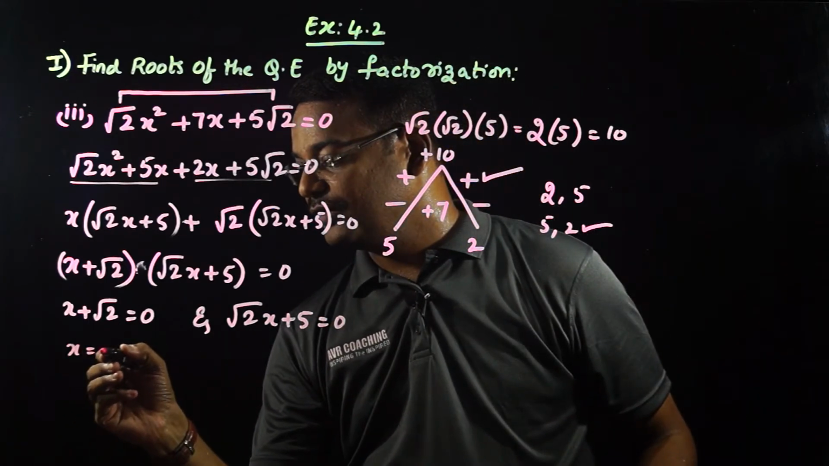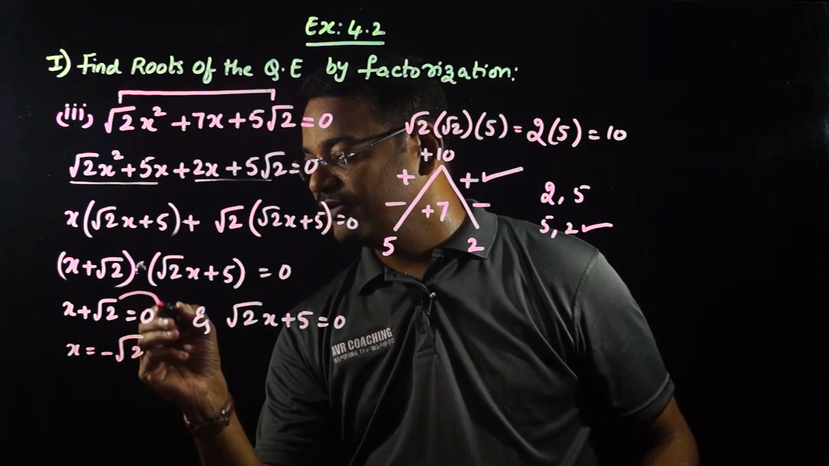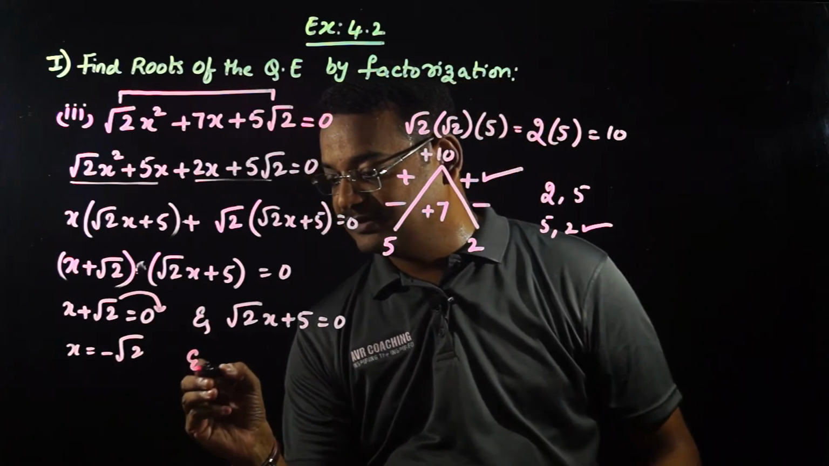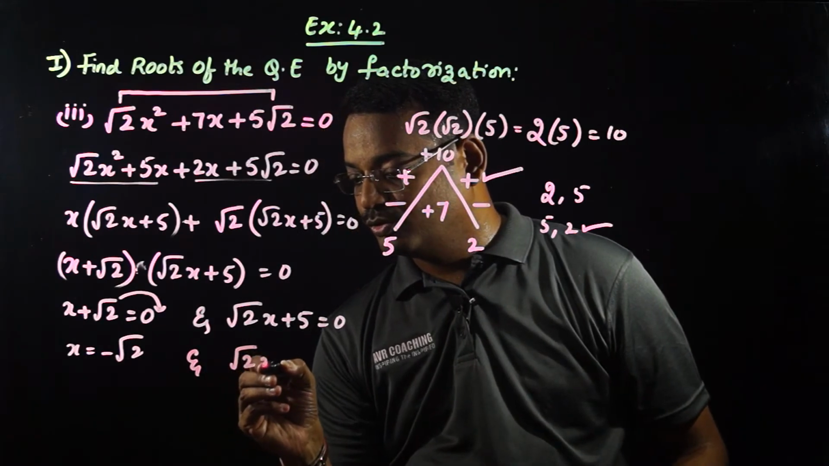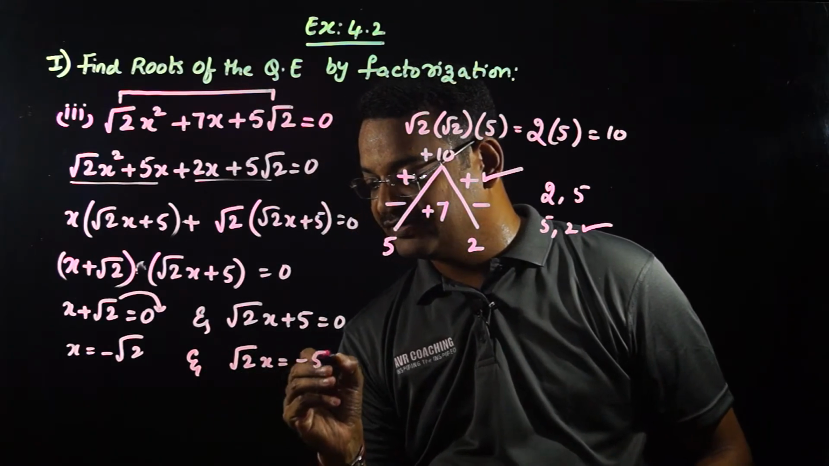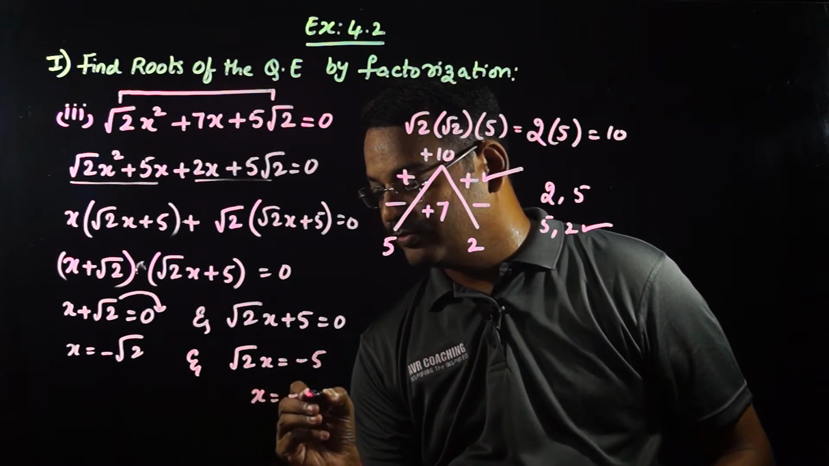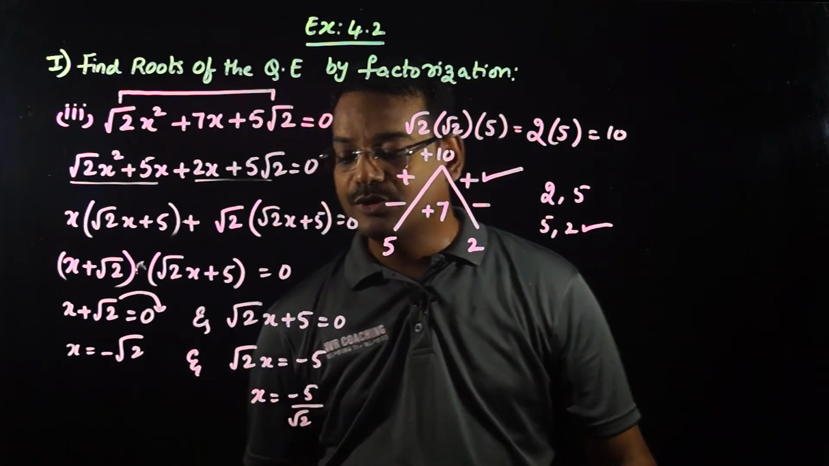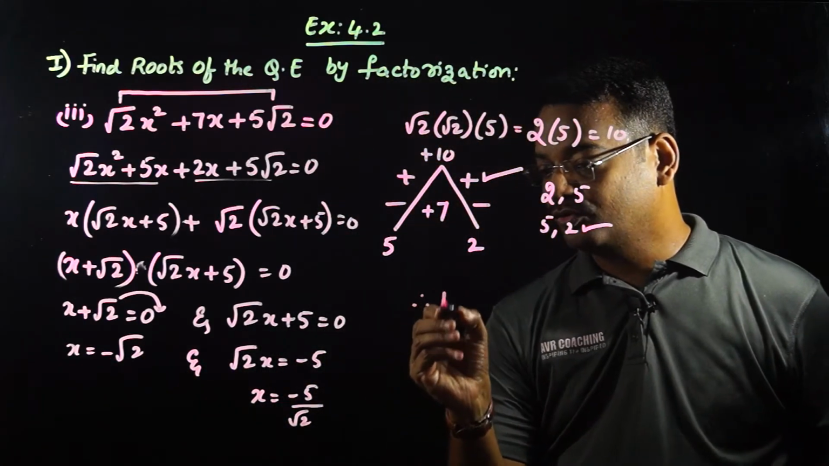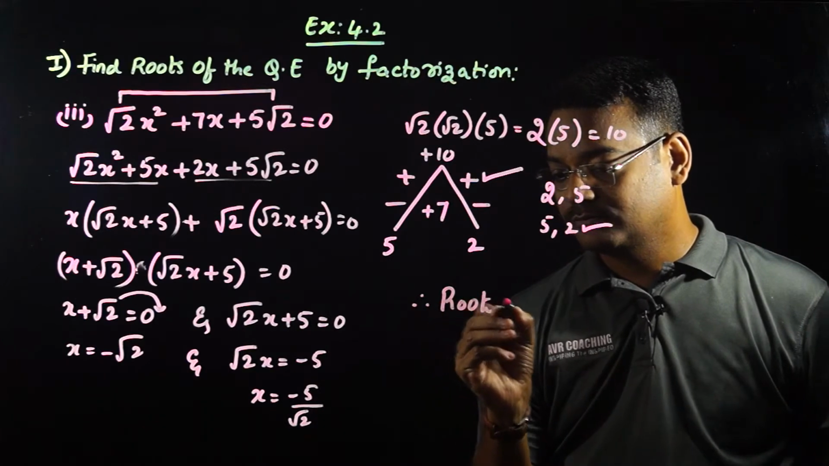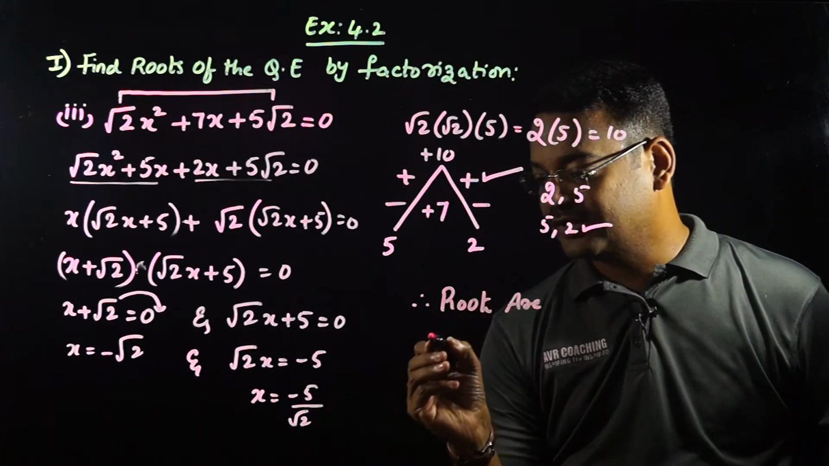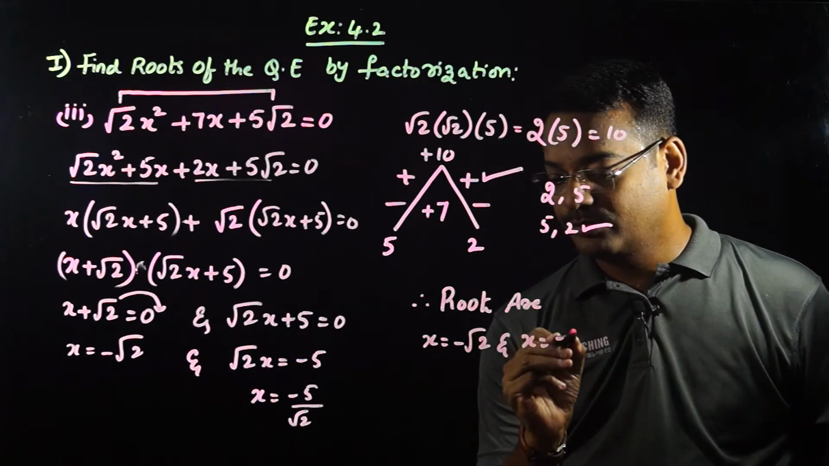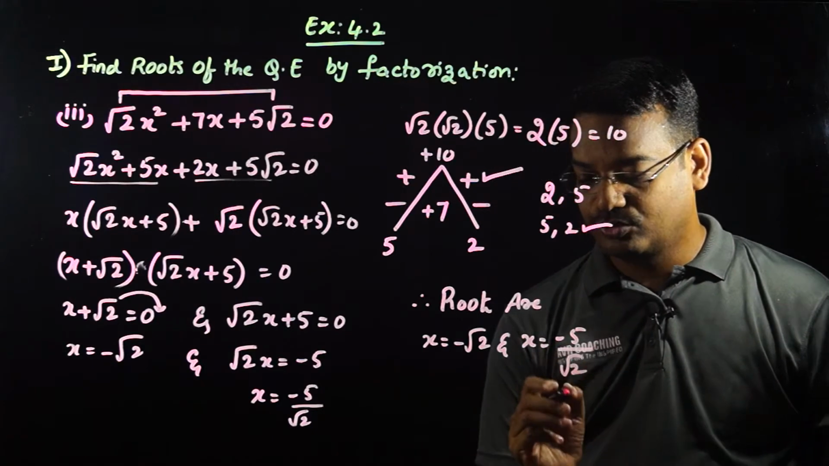This is x equal to minus root 2 because when plus root 2 comes to the right hand side of the equation, it becomes minus, and this is root 2x equal to minus 5 and x equal to minus 5 by root 2. So the x value is minus root 2 and x equal to minus 5 by root 2. Therefore, roots are x equal to minus root 2 and x equal to minus 5 by root 2.